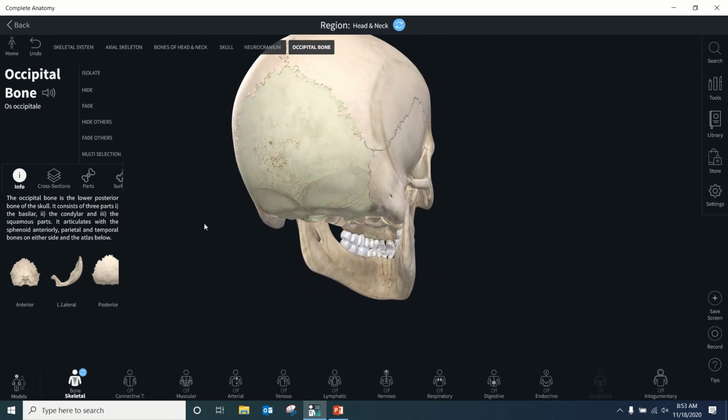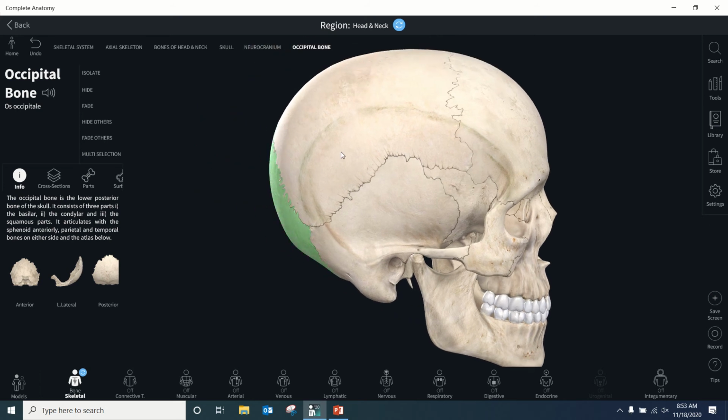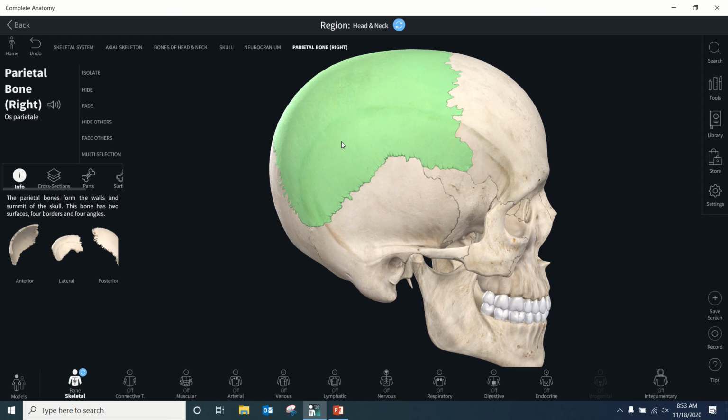So we're going to go from the occipital bone that we're on now to the parietal bone. And so there are two parietal bones, there's a right and a left, so we're going to look at the right side. So there's your right parietal bone, and so you can see that makes up most of the superior and lateral aspects of the skull.